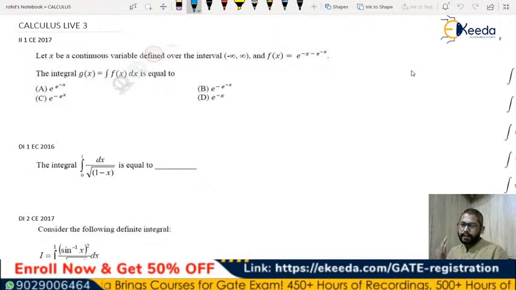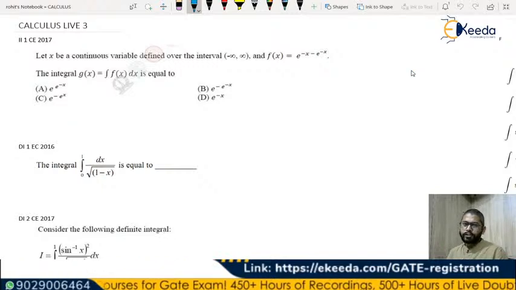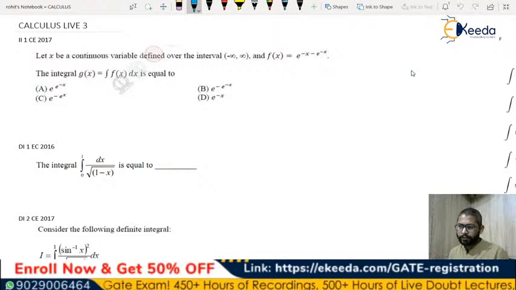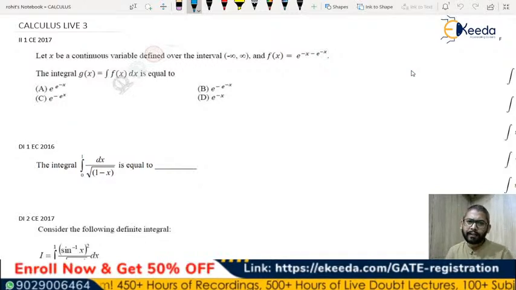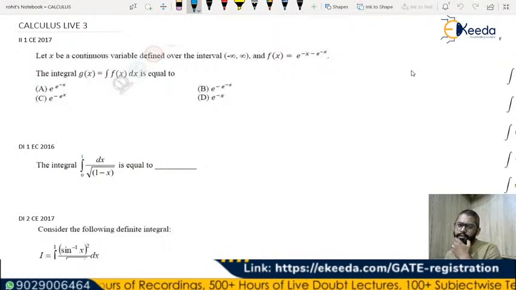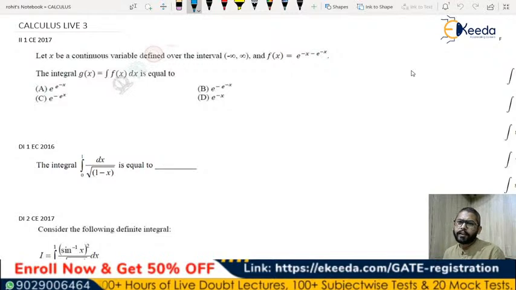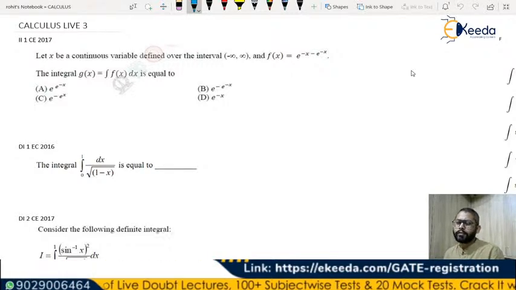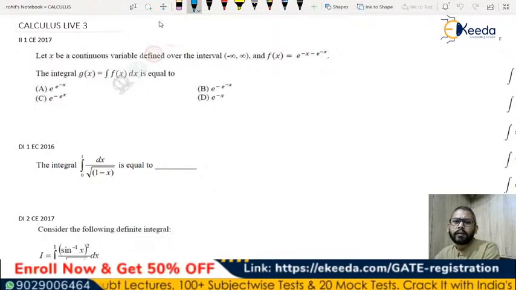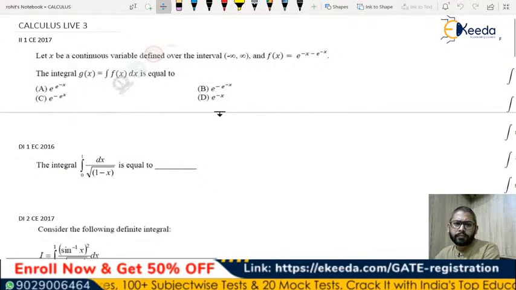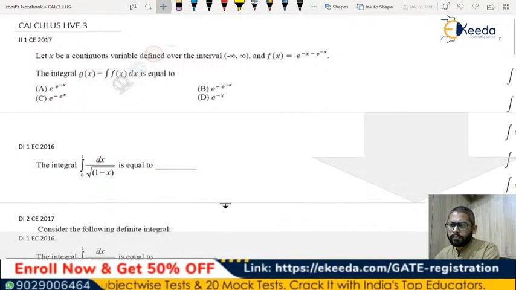Indefinite integration, definite integral, and application of integration. These are the 3 topics we are going to cover today. Let's start. The first question, from Civil 2017, is actually indefinite integration, because we don't have any limits here and we have to solve this. So let's see this.